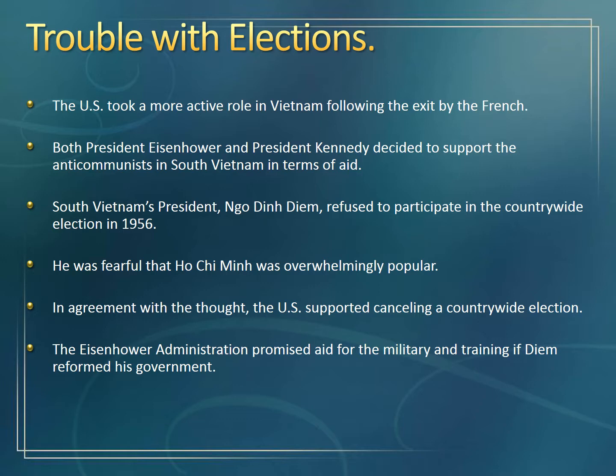South Vietnam's president, Ngo Dinh Diem, sees that Ho Chi Minh is very popular, and he decides that he's not going to participate in the countrywide election in 1956. So like I just said, he was very fearful that Ho Chi Minh was very popular and would overwhelmingly win the election. So, in agreement with the thought, the U.S. supported canceling a countrywide election. Now, the Eisenhower administration promised aid for the military and training for South Vietnamese troops if Diem reformed his government.